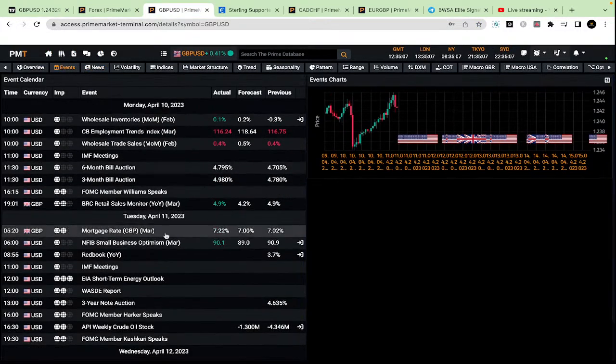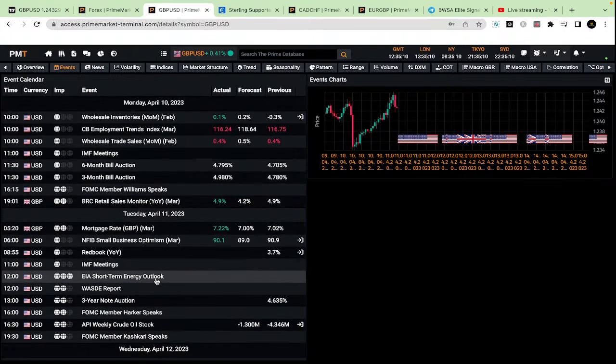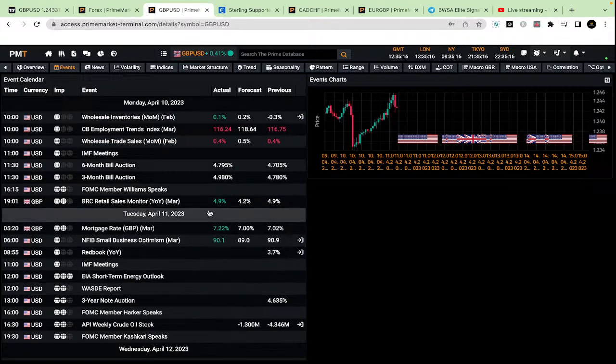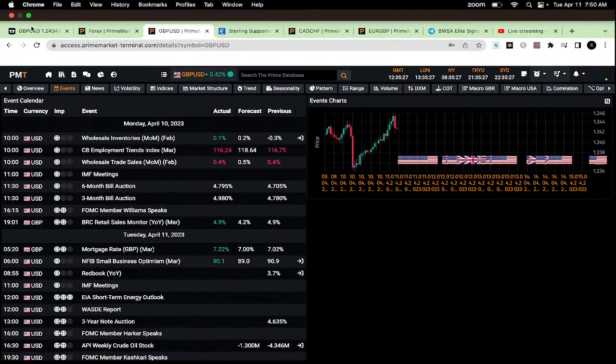Just double checking, today's Tuesday. We do have an EIA short-term energy outlook for the USD at noon. I expect that to be negative. The Great British Pound just had a medium impact report, with positive mortgage rates for March, which is more positive news. I do expect that, once again, to be negative for the USD, the high impact report.